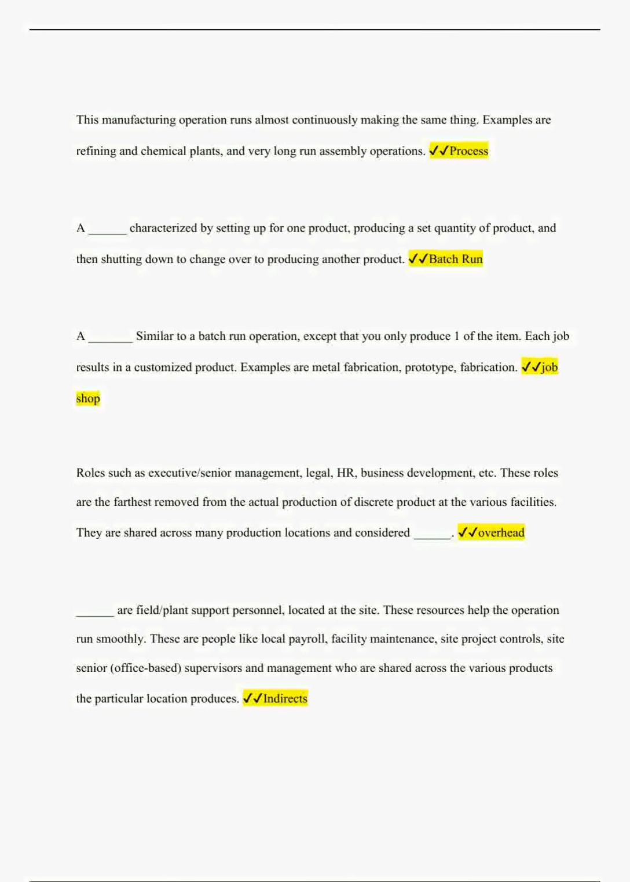Roles such as executive/senior management, legal, HR, business development, etc. These roles are the farthest removed from the actual production of discrete product at the various facilities. They are shared across many production locations and considered overhead.